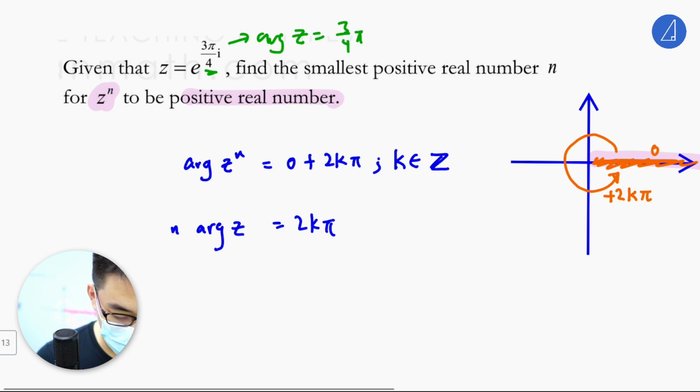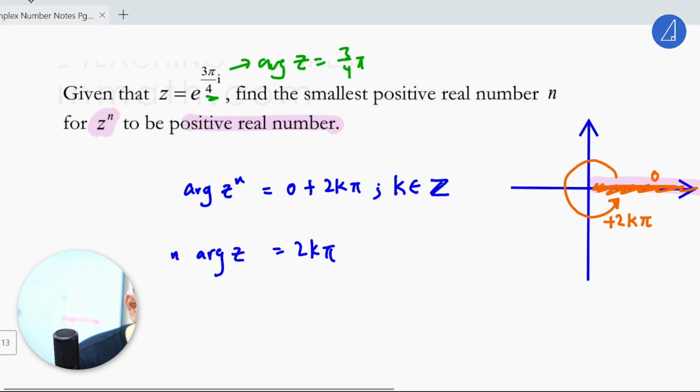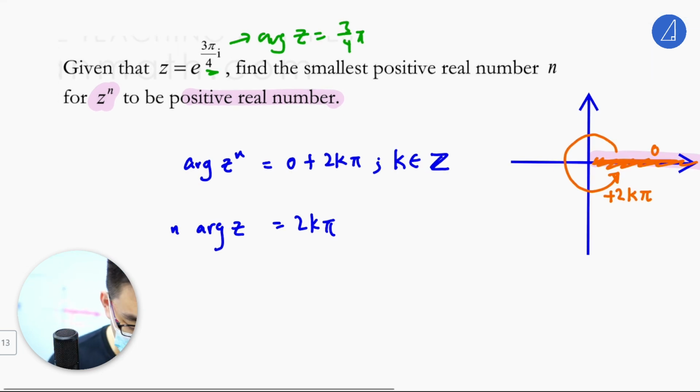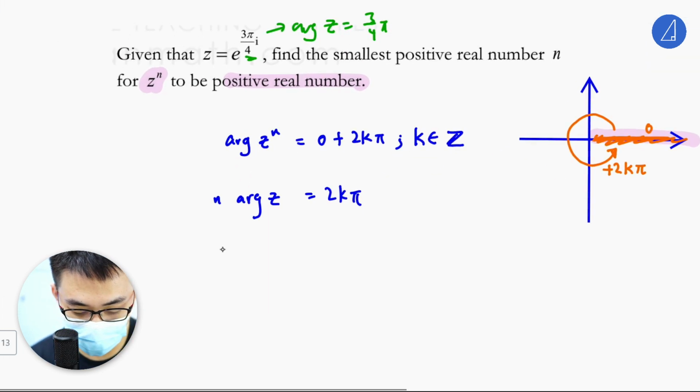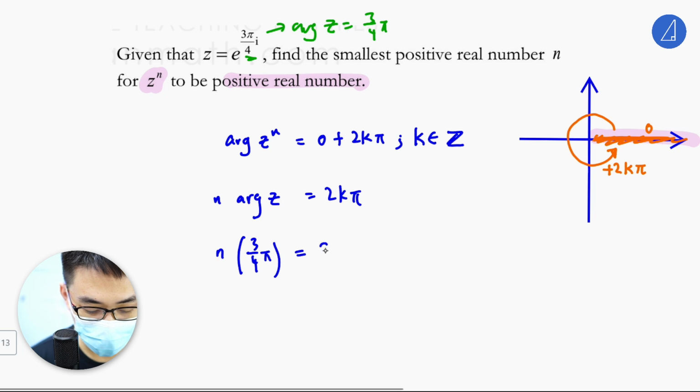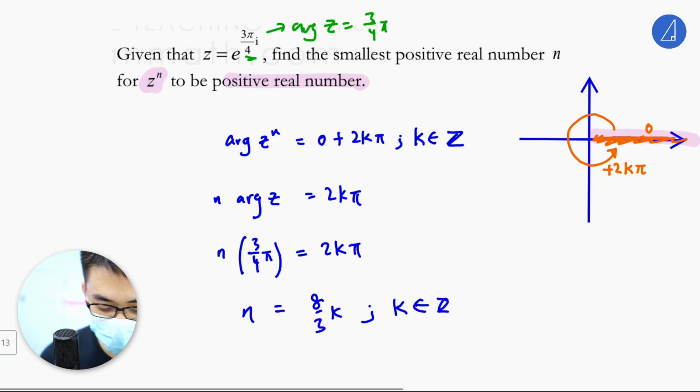Okay, great. So then what I'll do is I'll just put 3/4 pi here. And this is 2k pi. So n is equal to 8/3 k, where k is an integer value. So these are all my positive candidates.